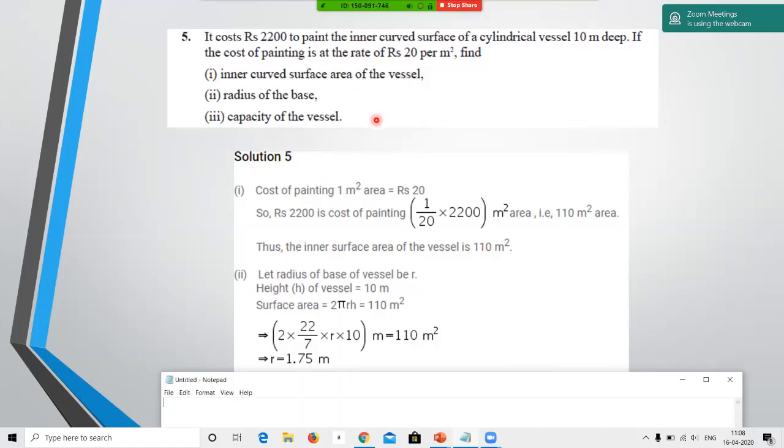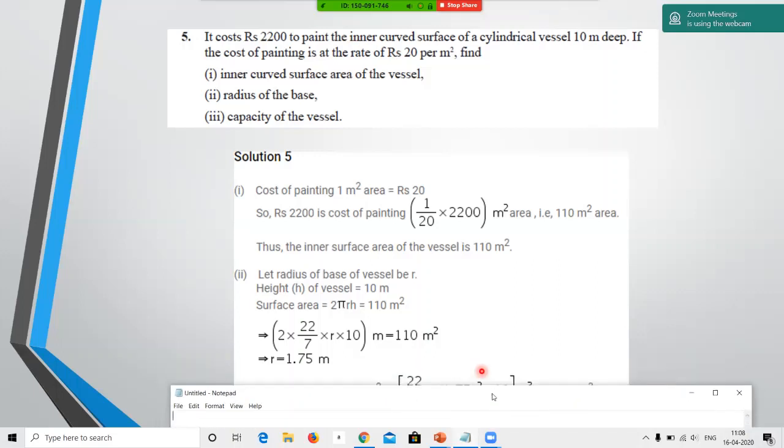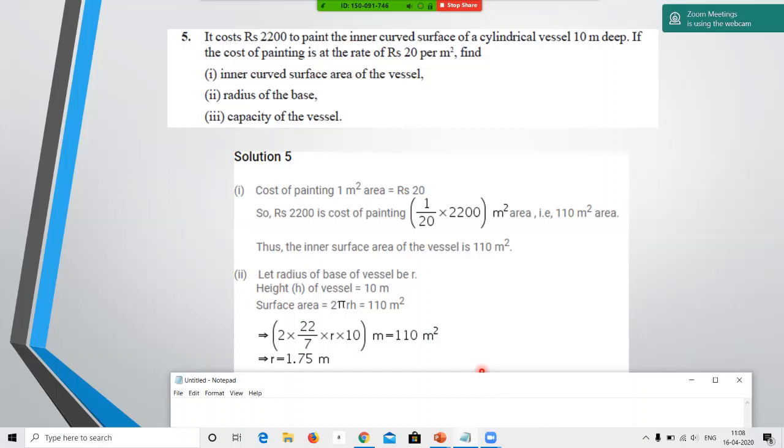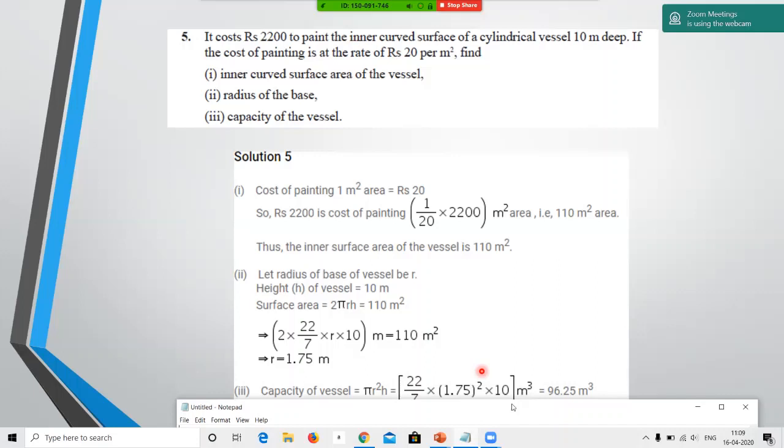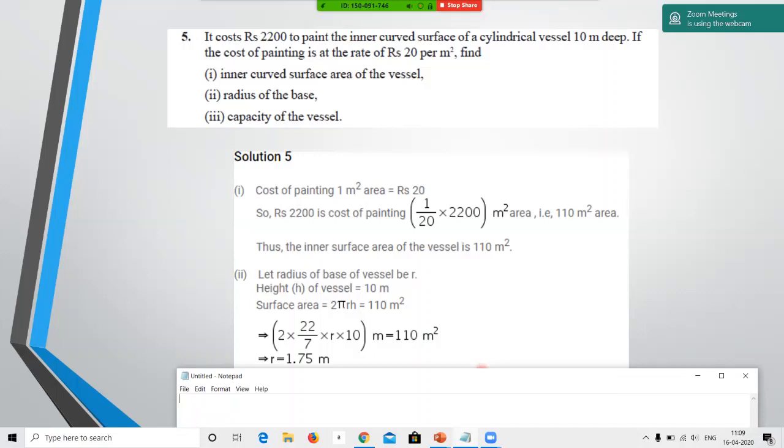Now find the capacity of the vessel. Capacity means finally you're finding out the volume. Give me the answer. Ma'am, is it 98.25 meter cube? I got 96.25. Just check once. Yes, ma'am, 96.25 meter cube. Others finish it off, please.